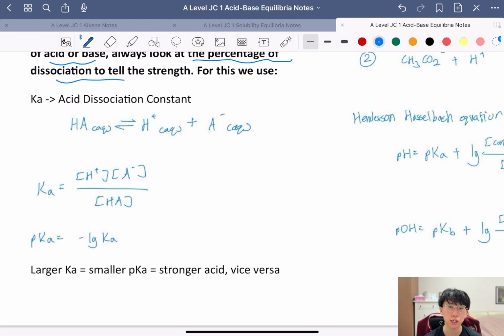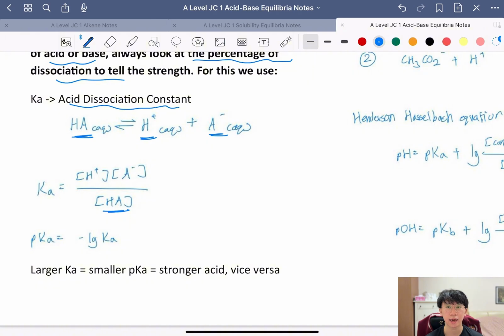So we usually use Ka, the acid dissociation constant. How this works is, let's say you have an acid called HA that dissociates to give H+ and, of course, the A- ion. Then your Ka equation is similar to your concepts in chemical equilibria. We'll use the product concentrations over the reactant concentrations. So H+ times A- over HA.